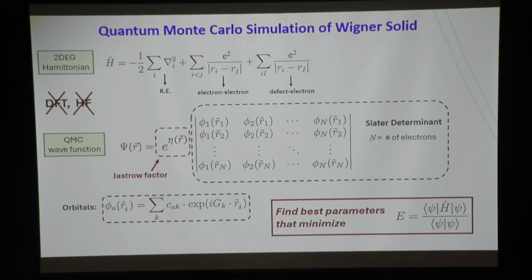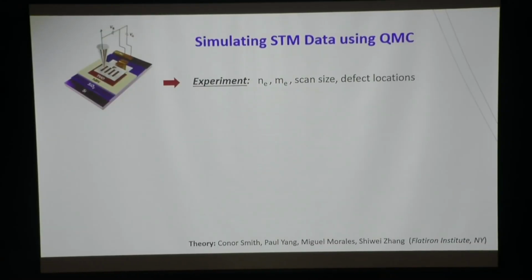So what we did was we used quantum Monte Carlo to solve this Hamiltonian. We compared it to our data. But when I say we, I mean royal we. I didn't do it, but these guys did it because I don't know how to do quantum Monte Carlo, but these guys do. Shiwei Zhang is a theorist at the Flatiron Institute, and he has a whole team of theorists, and they're all experts at quantum Monte Carlo.